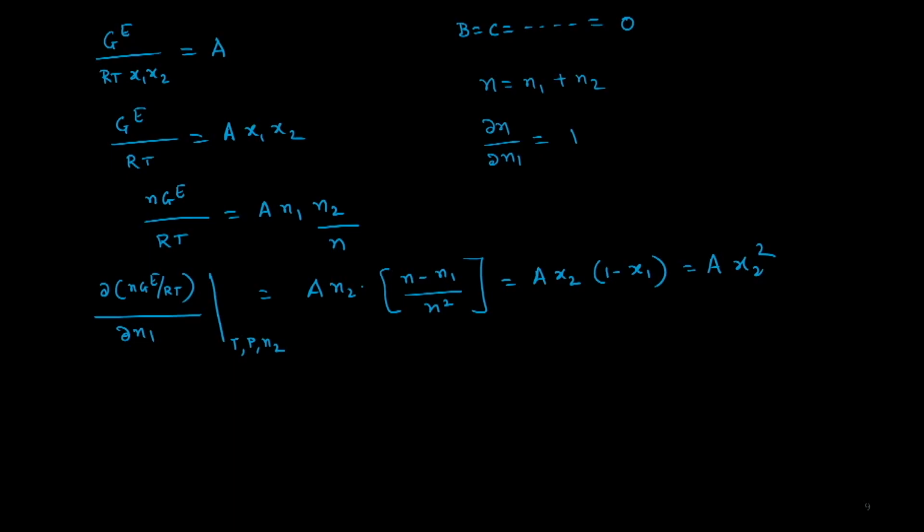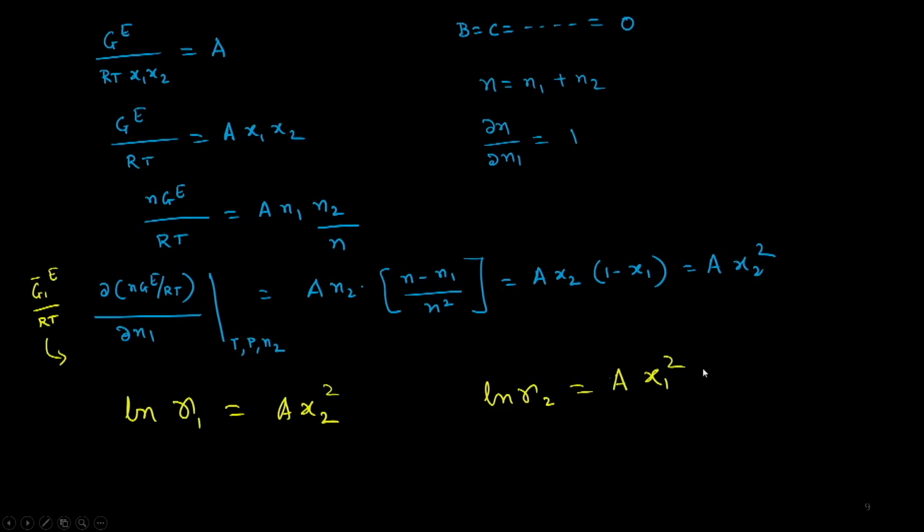So the quantity on the left-hand side, if you recognize, is the excess partial molar Gibbs free energy for component 1, which is related to the activity coefficient as ln gamma 1. So ln gamma 1 using this model will be A x2 squared. We can go through a similar exercise and also show that ln gamma 2 will be A x1 squared. So this is the simplest model we get using the Redlich-Kister expansions for excess Gibbs free energy.